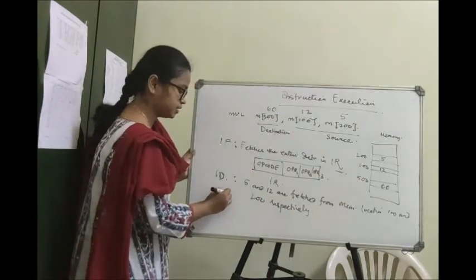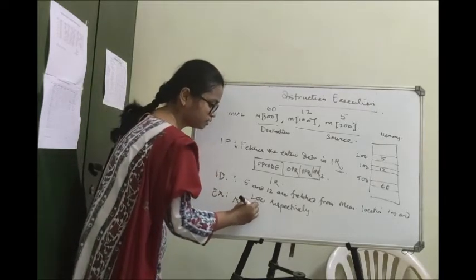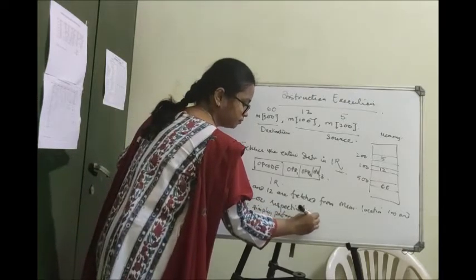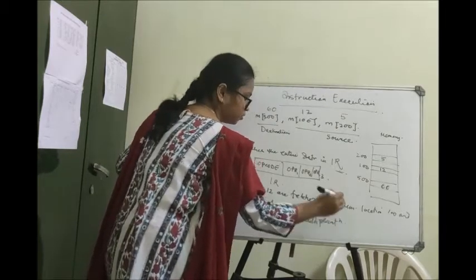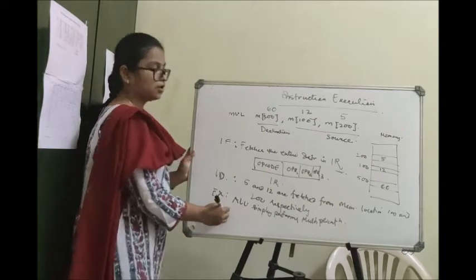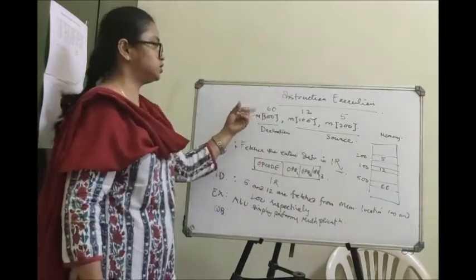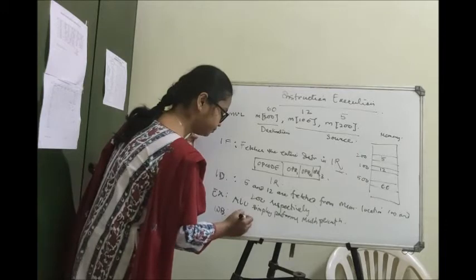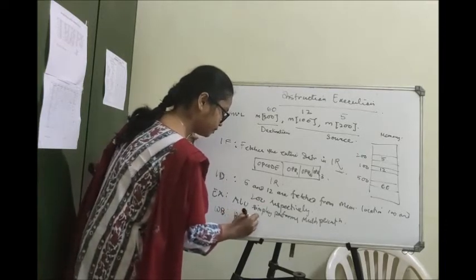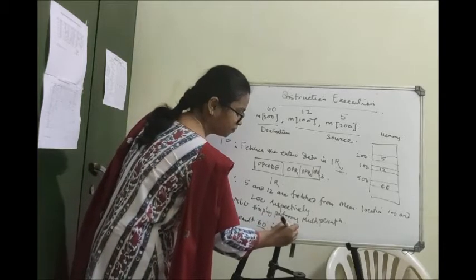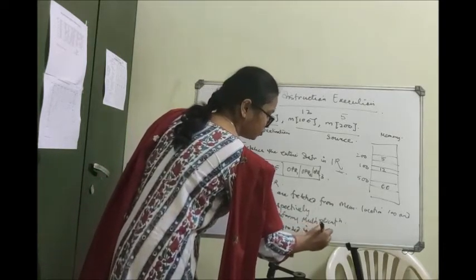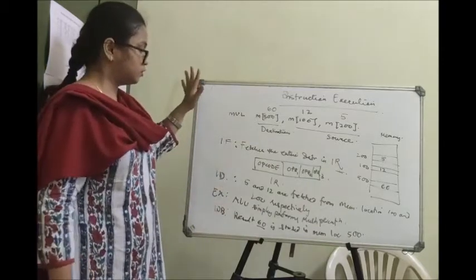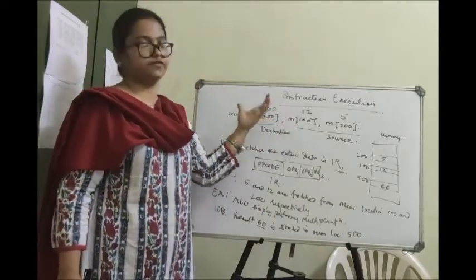Then we have the execution phase. In the execution phase, the ALU simply performs multiplication. After that, in write back, what happens? In write back, the result of the multiplication is stored in memory location 500. So the result 60 is stored in memory location 500. So this is what happens, in totality, with reference to this specified instruction.